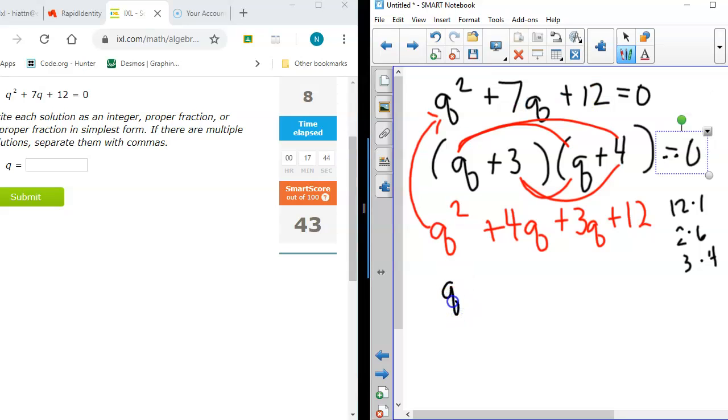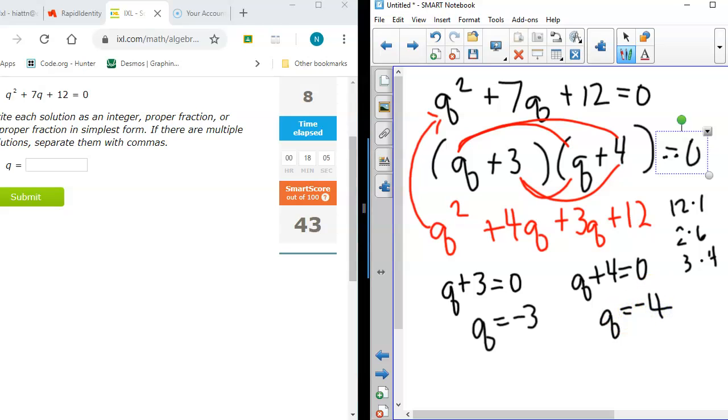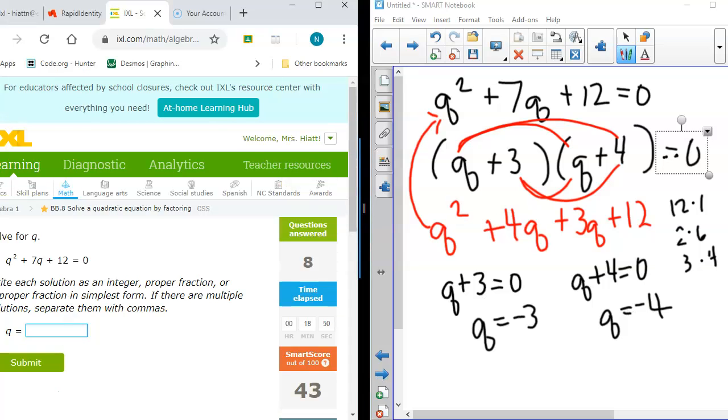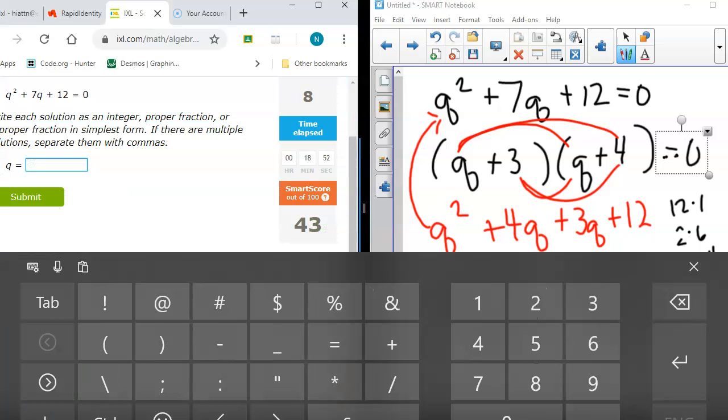So q plus 3 has to equal 0, and q plus 4 has to equal 0. So over here we've got to subtract 3 from both sides, and we'll get q equals negative 3. And for this equation, we got to subtract 4 from both sides, so q is going to equal negative 4. Okay, so we got negative 3 and negative 4. Let's type those in real quick.